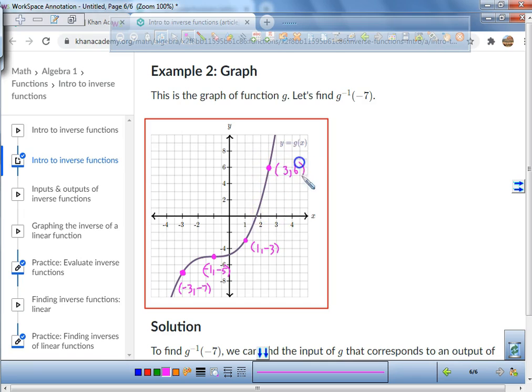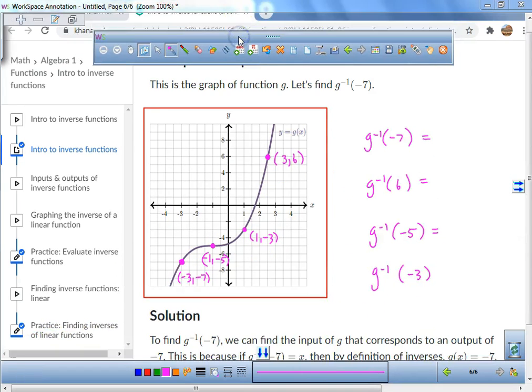All right, so now this one says, what is the G inverse of -7? So we're going to evaluate that. But we're also going to evaluate the inverse of 6. We're going to evaluate the inverse of -5. And then we're going to evaluate the inverse of -3. So we're going to evaluate not just one, but 4 different ones.